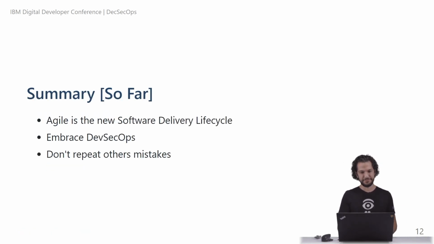So let's go over a quick summary of where we are. We talked about why we are moving from Waterfall to Agile. We talked about the fact that Agile is the new standard in the software delivery lifecycle. We agreed that we need to embrace DevSecOps. The previous way wouldn't work, and we don't want to be without security. It's too costly. We also agreed that we don't want to repeat other people's mistakes, and we want to build on top of their successes. So we need to have our principles, we need to automate our trust, and we need to work with experts on this.